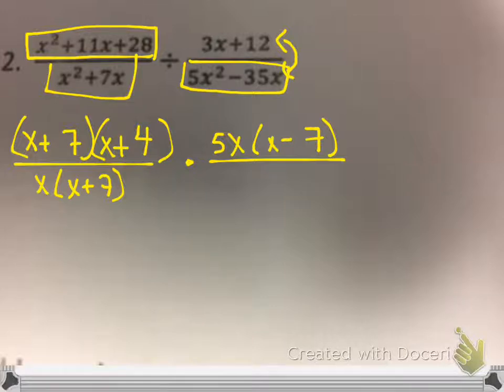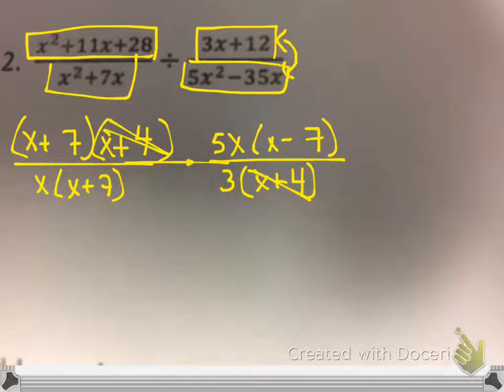And then the 3x plus 12, which is going to go to the bottom, I could factor out a 3, which means I'm dividing everything by 3. That would leave me with x plus 4. Then I can combine that all together and see what crosses out, such as the x minus 4s or the x plus 7s. Now, here's where most of y'all messed up.